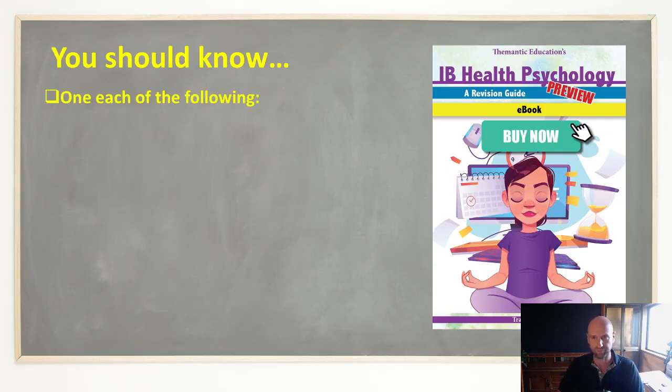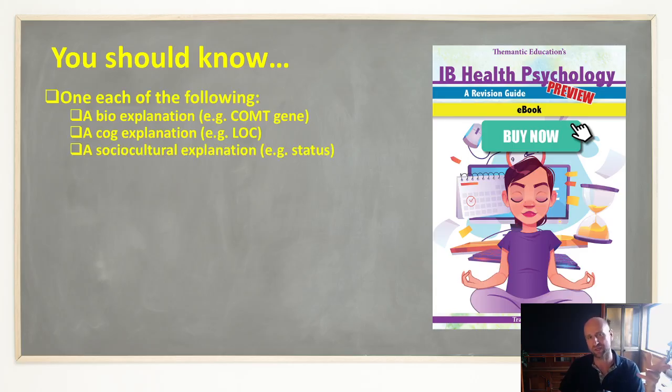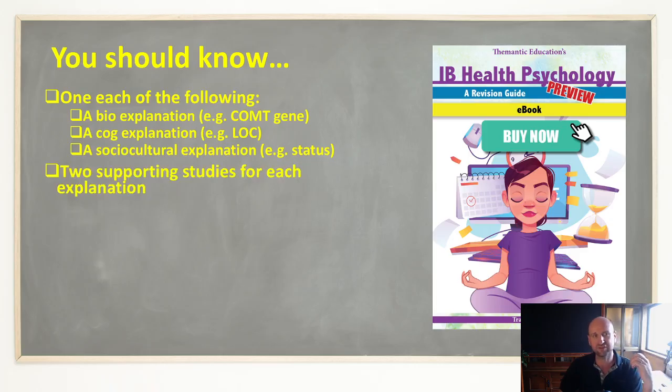You should know, for health problems, a bio, cognitive, and sociocultural explanation. Become an expert in one, right? That's what I recommend. Always go for depth, because the exam should always ask for one or more of these explanations. Okay, so go for depth. Now, you should have 2 supporting studies for each of those explanations.